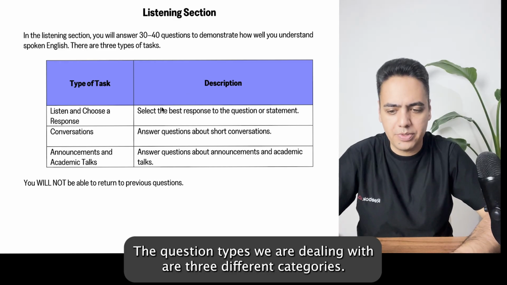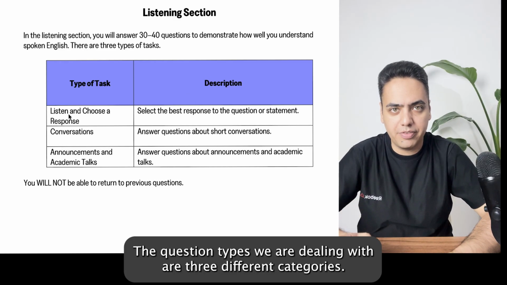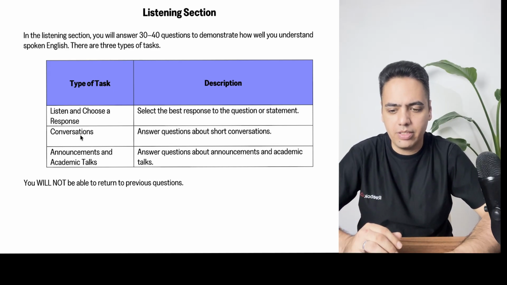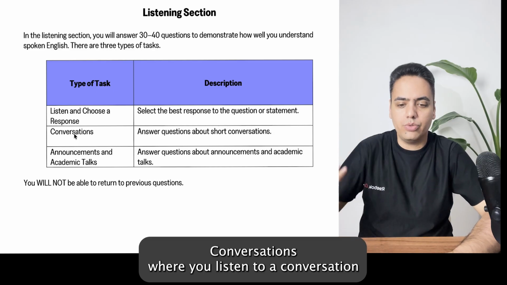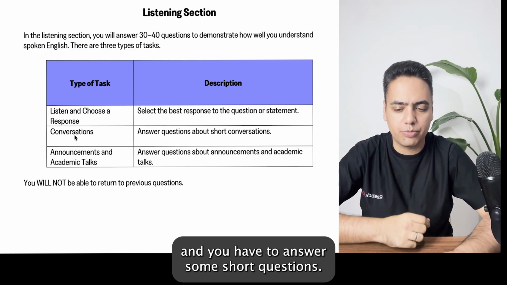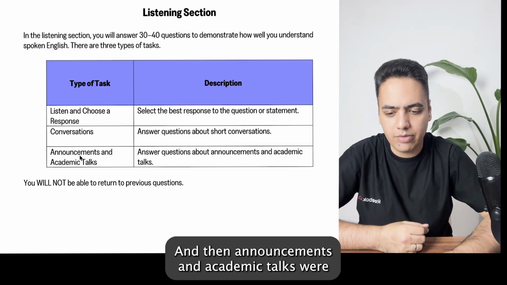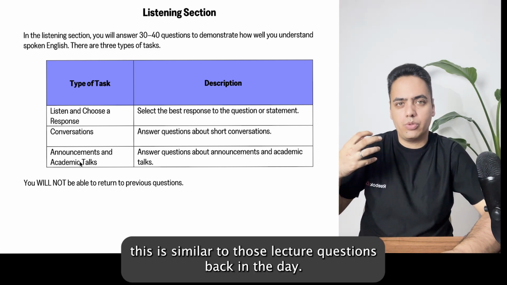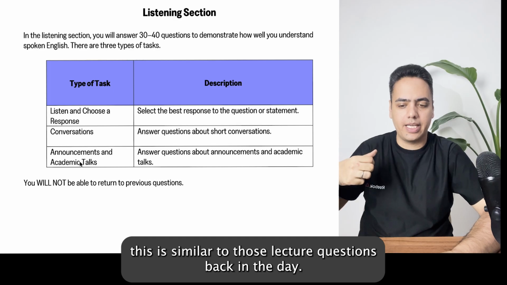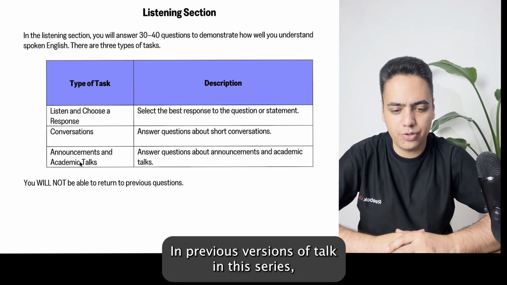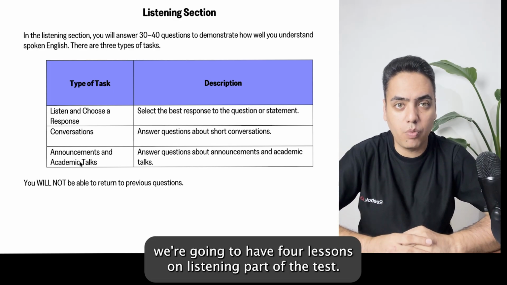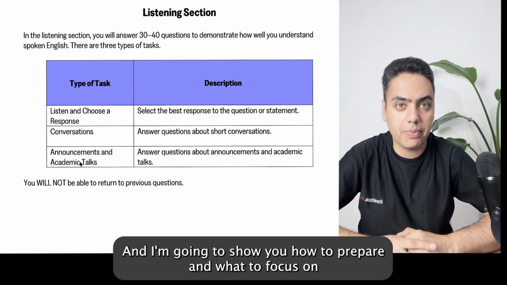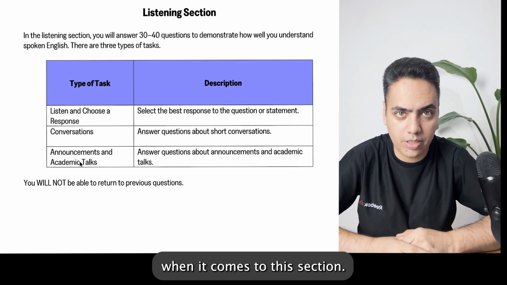The question types we are dealing with are 3 different categories. We have listen and choose a response, which is quite familiar. Conversations, where you listen to a conversation and you have to answer some short questions. And then announcements and academic talks, where this is similar to those lecture questions back in the day in previous versions of TOEFL. In this series, we're going to have 4 lessons on listening part of the test, and I'm going to show you how to prepare and what to focus on when it comes to this section.